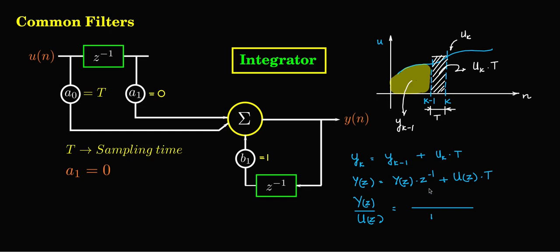So this is Y(z), I take it on this side, 1 minus z to the power of minus 1. This is t, which can be written as tz by z minus 1. Note that there is a pole at z is equal to 1. For all integrators, the pole will lie at z is equal to 1. That is, in fact, the core character of an integrator filter.